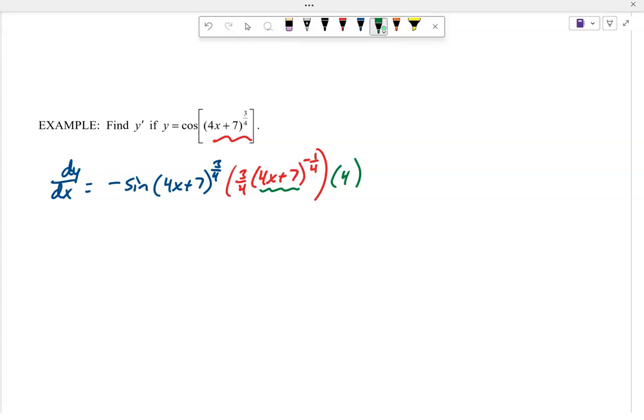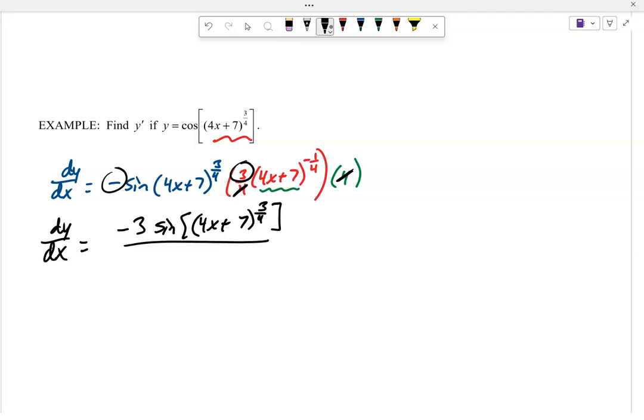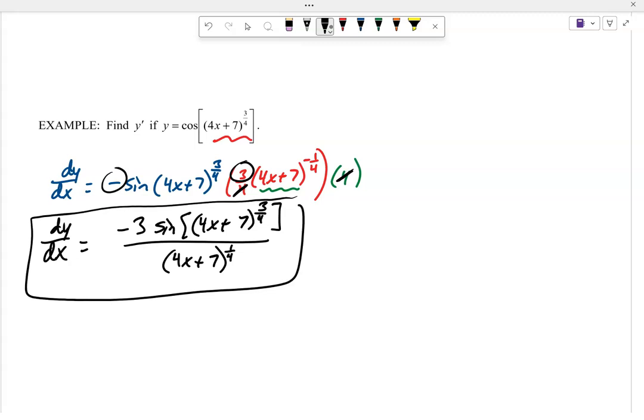And then I just got to clean all this mess up. Notice 3/4 times 4, so the 4's will cancel there. And so my dy dx ends up being negative 3 times sine of this 4x plus 7 to the 3/4. And then I've got that 4x plus 7 to the negative 1/4, so that's going to go down and become 4x plus 7 to the positive 1/4. And that's where I'm going to stop right there. I've got all positive exponents on that.